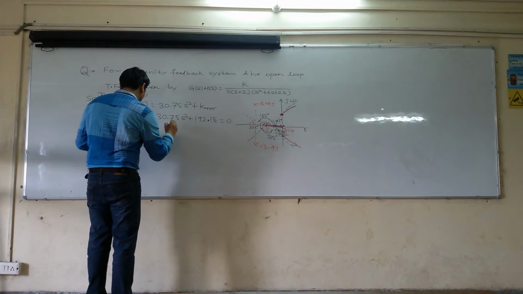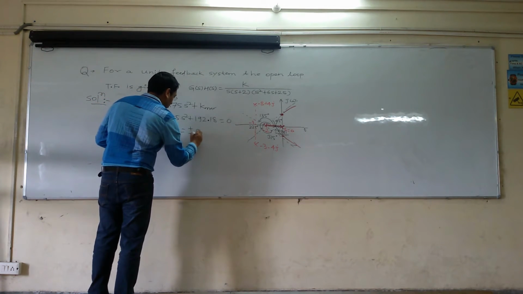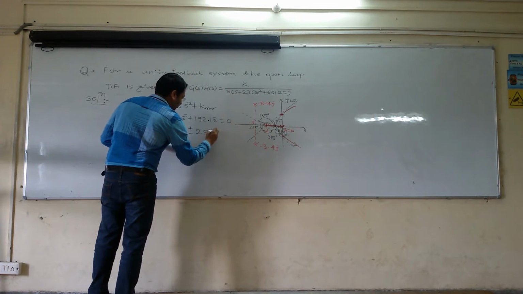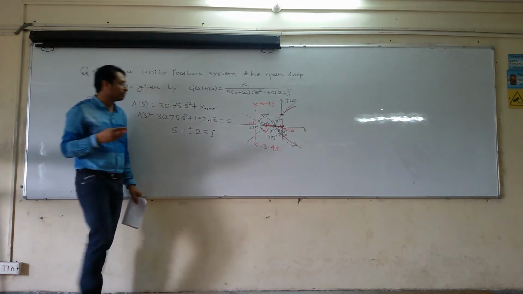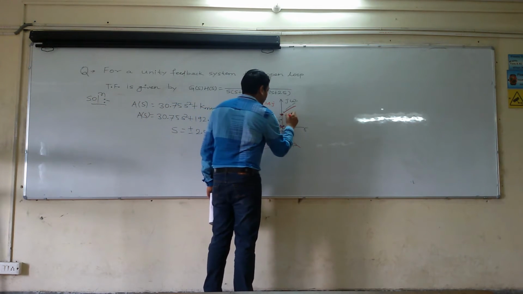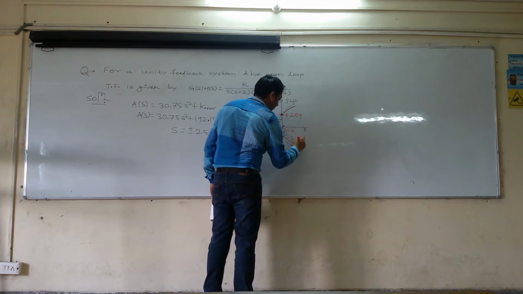What are the values of s? s is equal to plus minus 2.5j. Okay, plus minus 2.5j. So you can say this point is plus 2.5j, and this is minus 2.5j.